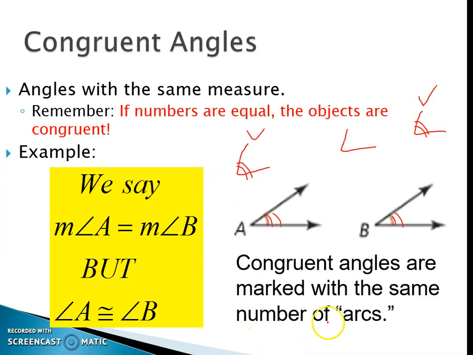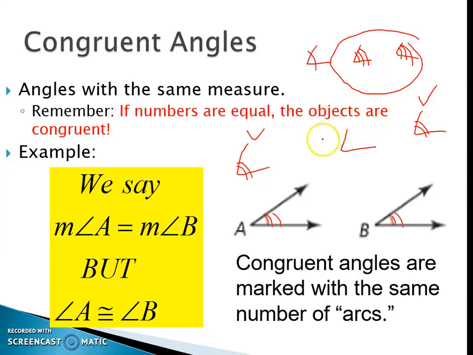So if they have the same number of arcs, because this curve is called an arc, then those indicate that they are congruent. Let's say I have another angle like this, and I have 1, 2, 3 here, 1, 2, 3 here, these 2 are congruent. They're going to have the same number of arcs inside. So that shows they're congruent.